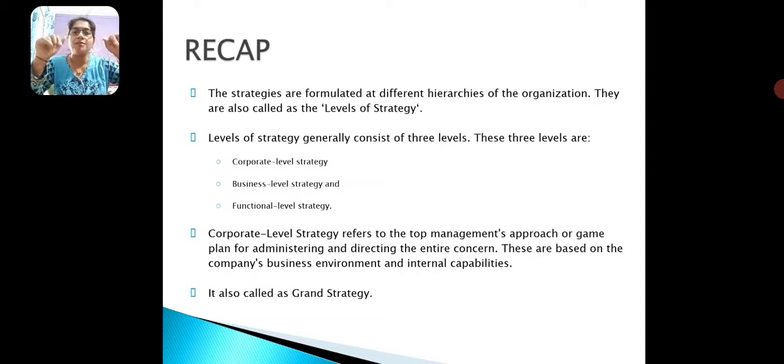Basically it gives a broader framework within which the entire corporate has to work, and any strategy formulated at this level has its own impact on each business unit under that corporate, and of course a long lasting impact. In this session we discussed particularly the corporate level strategies. Corporate level strategies are the top management's approach or game plan for administering and directing the entire concern. These are based on the company's business environment and internal capabilities, and they are also called grand strategies.